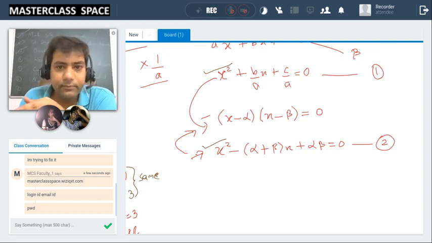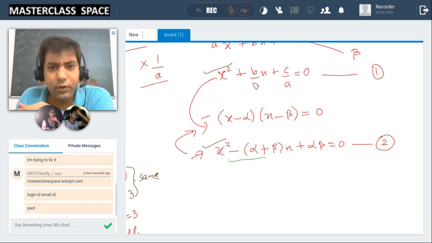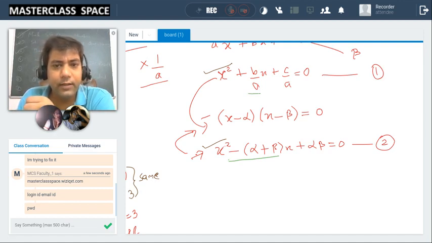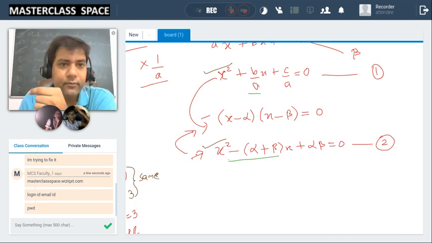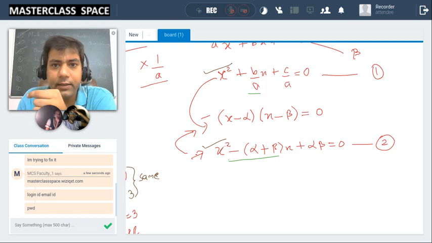What? C by a. Where are you? Wait, you just asked the next thing. Coefficient of x, I am saying. Coefficient of that is b by a. It is b by a, and here it is minus alpha plus beta. And the constant term here is c by a, and here it is alpha plus beta.